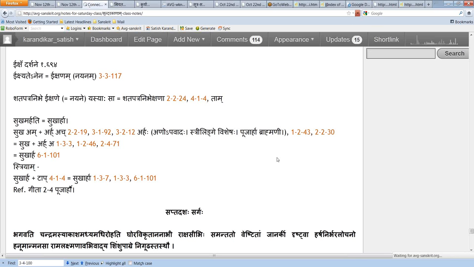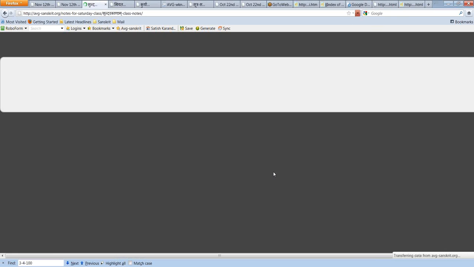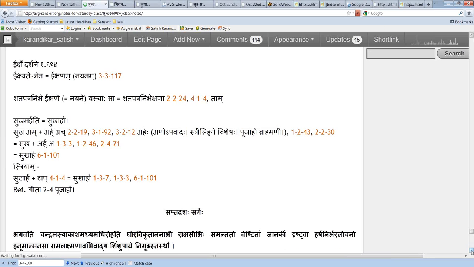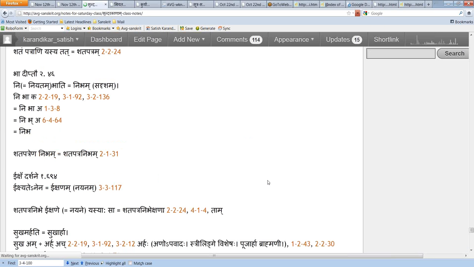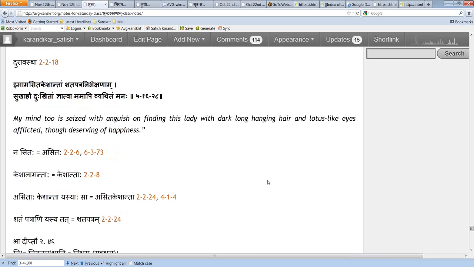This Shatapatra Nibhe, Nibhe Kshana, right? So Shatapatram is Kamalam. So Shatapatra Sadrisha Ikshana. So prior to that, Shatapatrena Nibham. Is there a reason we use Tritiya Vibhakti here? I think it's a Tatpurusha Samasa for sure, right? Tatpurusha, okay. Because what else can it be? Because Nibha is an adjective. It will not be Bahuvrihi.